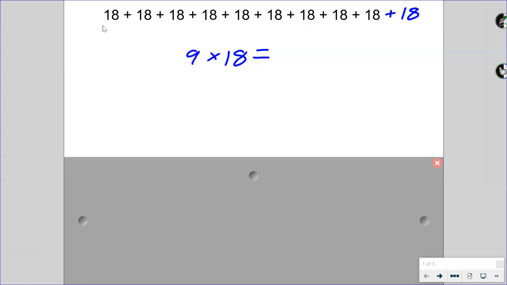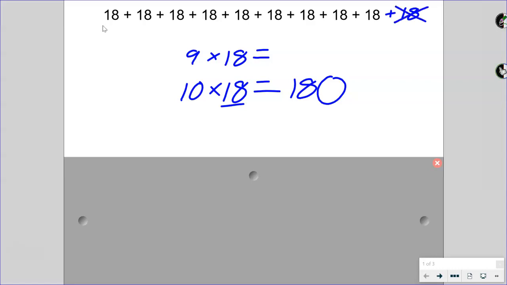The reason I did that is because now I'm solving 10 times 18 instead. And I know the snap of the fingers solution for that. I can take this number 18 and put a 0 on the end of it, and that gives us our product. So now we know that 10 groups of 18 equals 180. To figure out what 9 groups of 18 is, I'm simply going to take away the extra 18. If I take away 18 very carefully from the number 180, we're going to get an answer, or a product, of 162.